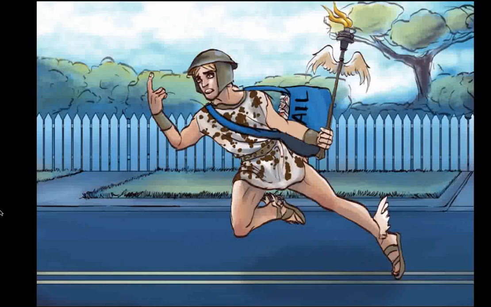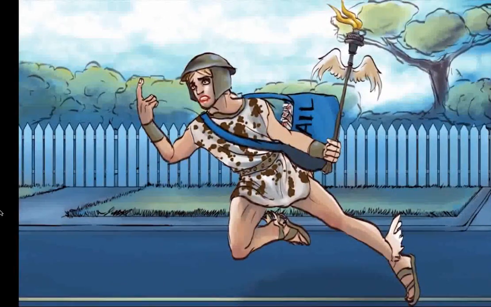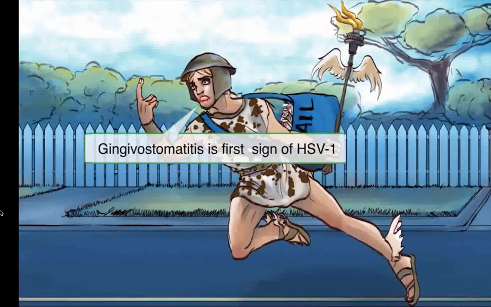So I know when you think of HSV 1, you think immediately of cold sores. But when it first infects, it usually presents as gingivostomatitis, which is more aggressive and far more painful. And this happens actually more often in infants. It causes widespread inflammation of the lips and the gums. So we'll give Hermes a luscious pair of inflamed lips to help you remember this first sign of infection.